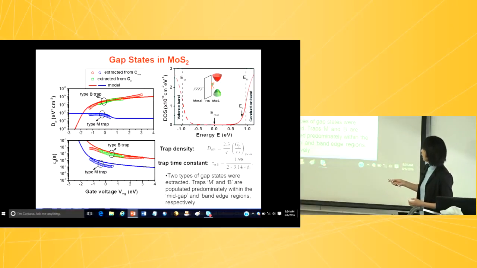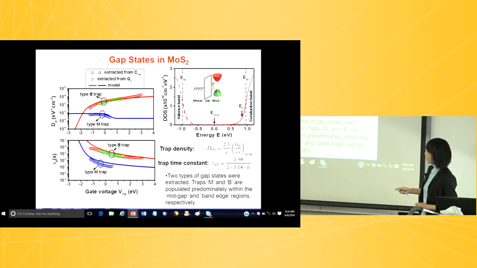So based on this result, we can extract the interface trap density as a function of gate voltage and time constant of these interface trap gap states. For this particular sample, we have two different gap states. One is located close to the band edge, which we mark as type A. For type A trap, the time constant is much shorter because it's closer to the conduction band edge. The other type is located in the middle of the band gap, marked as type B.